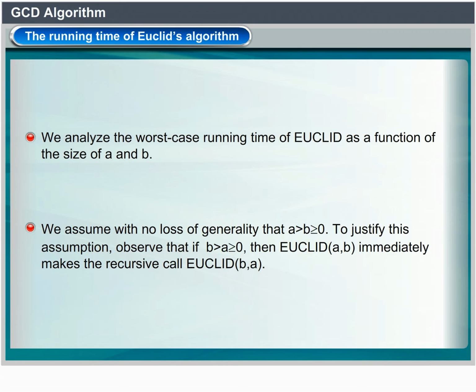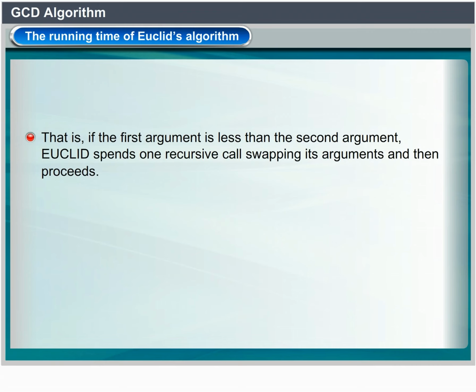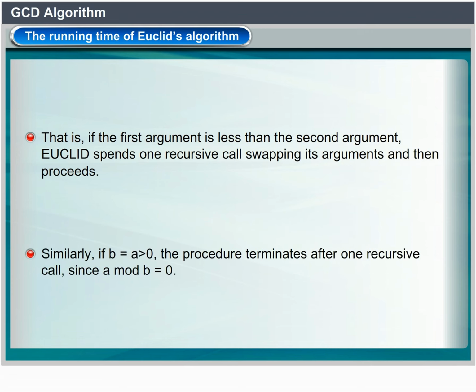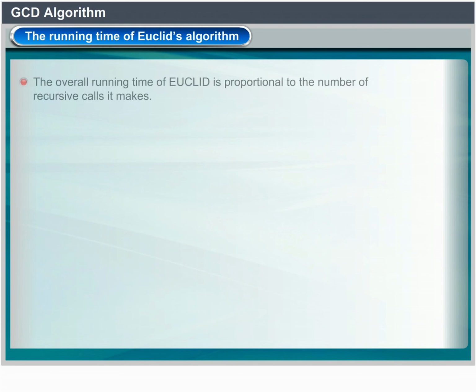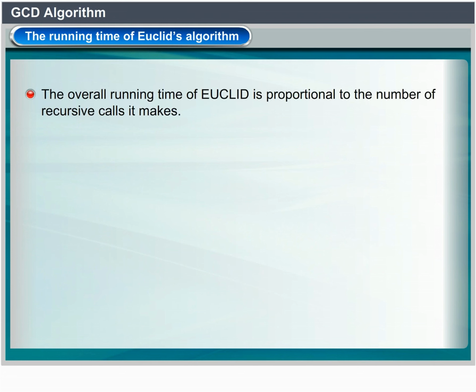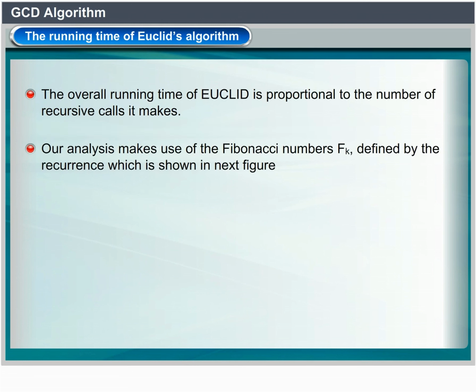That is, if the first argument is less than the second argument, Euclid spends one recursive call swapping its arguments and then proceeds. Similarly, if b equals a greater than 0, the procedure terminates after one recursive call since a mod b equals 0. The overall running time of Euclid is proportional to the number of recursive calls it makes. Our analysis makes use of the Fibonacci numbers f_k defined by the recurrence, which is shown in the next figure.